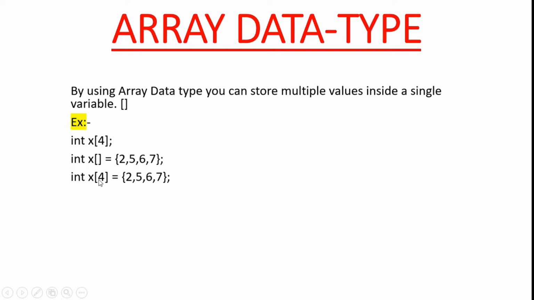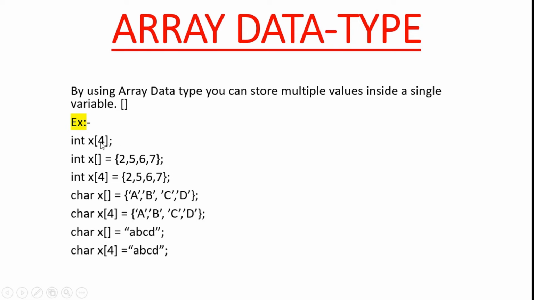In my third example, you can see I have mentioned this 4 inside the square bracket, as well as I also mention 4 values inside this curly bracket. Okay, so you can write it that way for the integer.